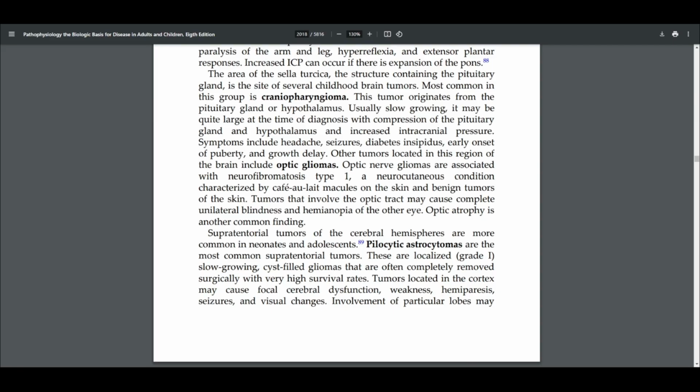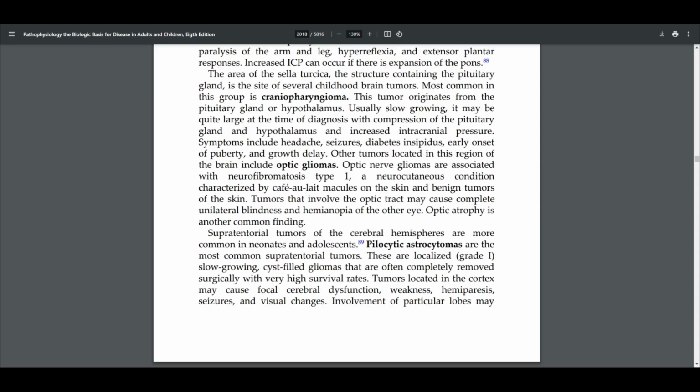Other tumors located in this region of the brain include optic gliomas. Optic nerve gliomas are associated with neurofibromatosis type 1, a neurocutaneous condition characterized by café au lait macules on the skin and benign tumors of the skin. Tumors that involve the optic tract may cause complete unilateral blindness and hemianopia of the other eye. Optic atrophy is another common finding.